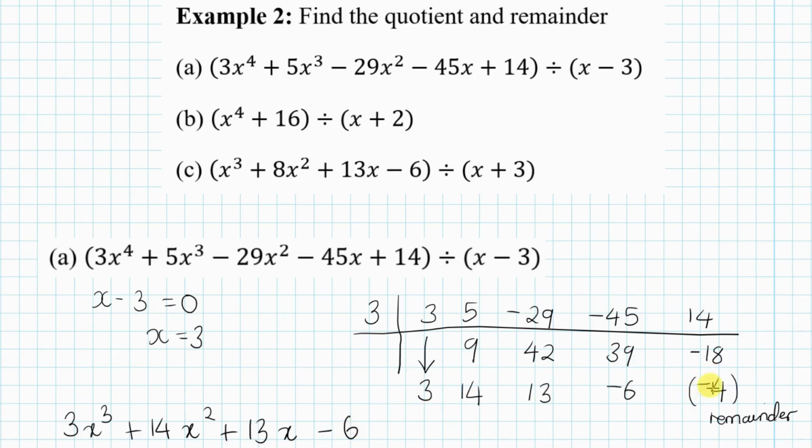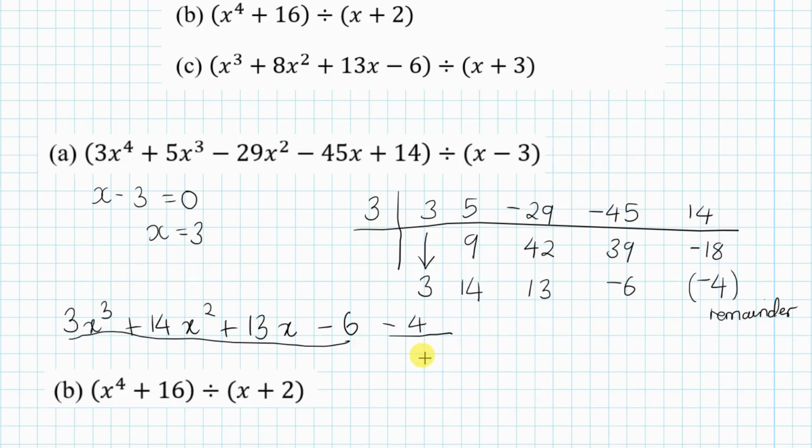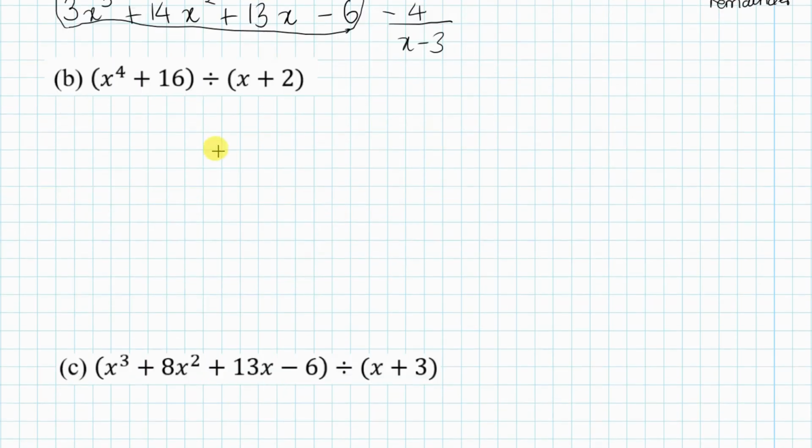But since we have the remainder negative 4, you can simply leave your quotient as it is like this, or you can add the remainder like this, so you say over x minus 3. You can simply leave your answer like this, or the entire thing, including the negative 4 over x minus 3, depending on how you'd want it yourself.